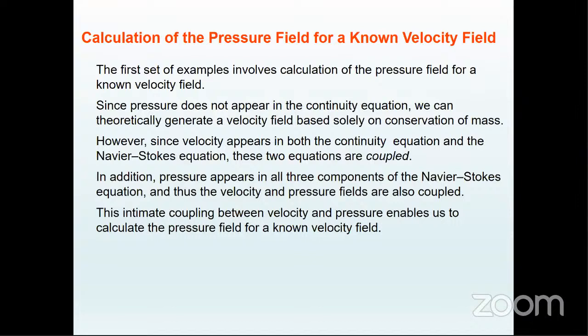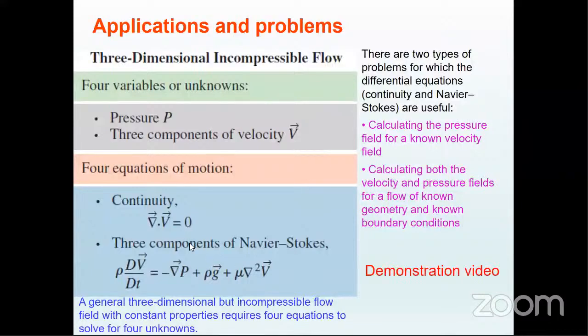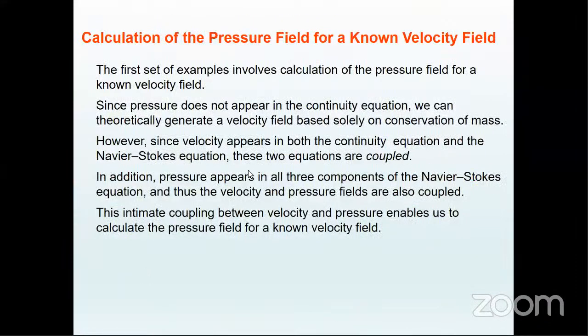Depending on the mass of the fluid, one can have the general expression for the velocity. However, here the velocity appears in both the continuity equation and the Navier-Stokes equation. These two equations are coupled. Coupled means they are combined together.